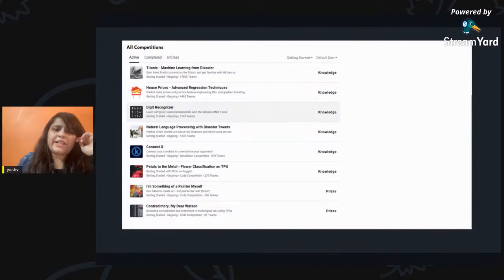So coming to the competitions, Kaggle competitions have a tab called Getting Started competitions. Initially you may not be able to crack or tackle the competitions because you don't have the sufficient knowledge that you need. So you can start with the simpler ones, and then increase your level.